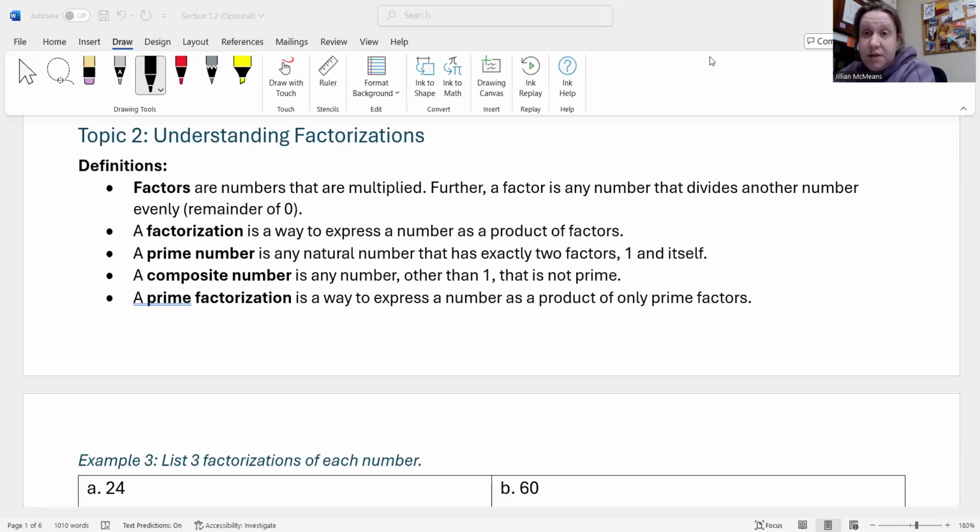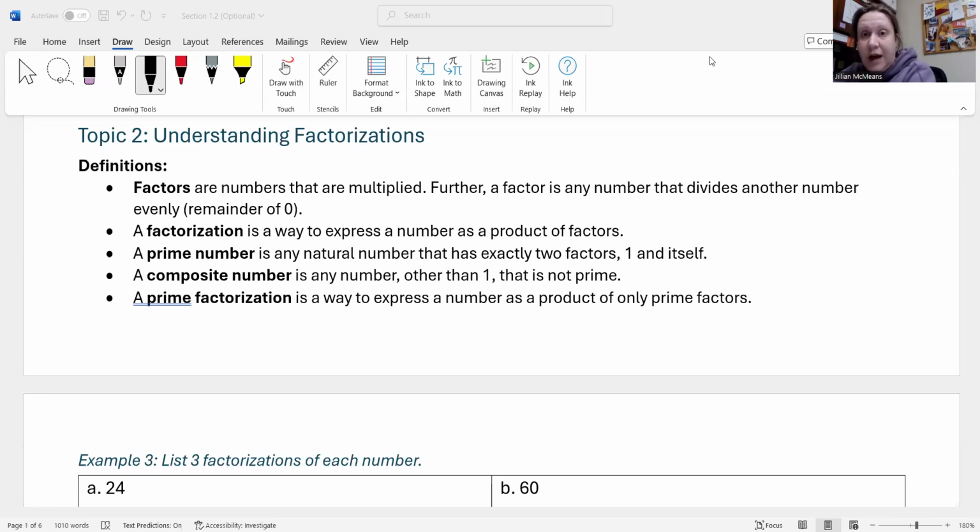So topic 2 is titled Understanding Factorization. We first need to look at a few definitions. First of all, factors are numbers that are being multiplied. So if I think of 2 times 3, 2 and 3 are factors. In fact, they're factors of 6.